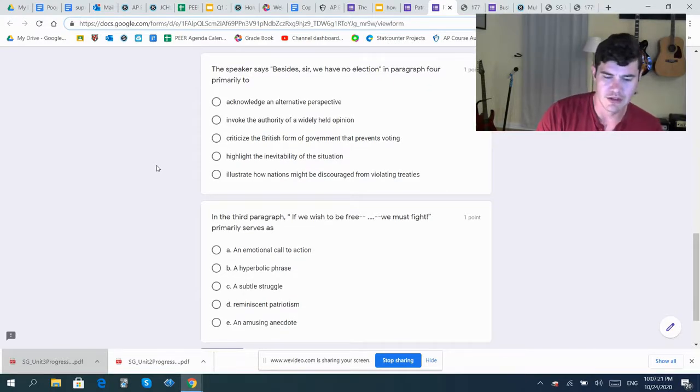The next one, I made this one. The speaker says, besides, sir, we have no election, in paragraph 4, primarily to: acknowledge an alternative perspective, invoke the authority of a widely held opinion, criticize the British form of government that prevents voting, highlight the inevitability of the situation, illustrate how nations might be discouraged from violating treaties. Well, we got to get rid of that one. That one's completely nonsense. We can get rid of this one.